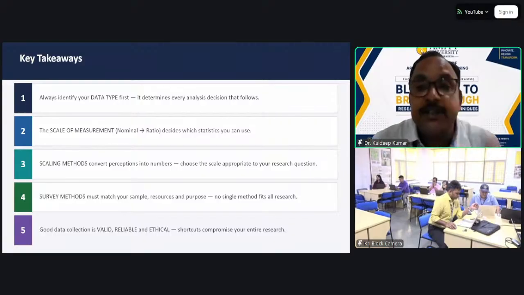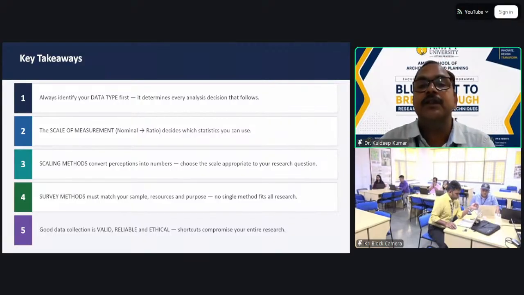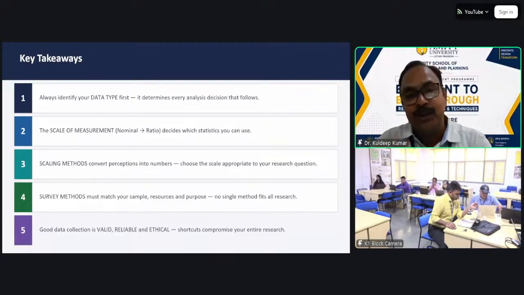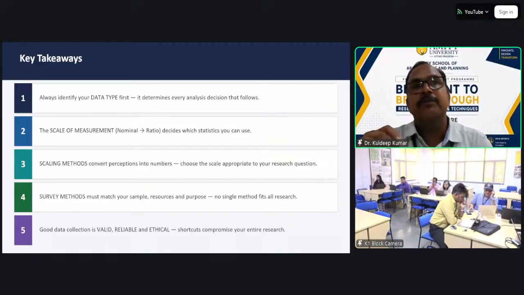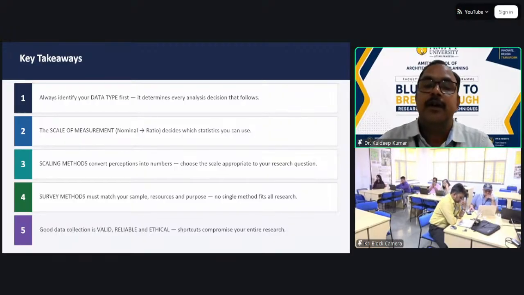So, key takeaways from this session. Number one, I'm repeating it again: always identify the data type first. Is it qualitative or quantitative, nominal or ratio? Remember, this single decision shapes your subsequent methodology choice, including the statistics you are going to use. Takeaway 2, the scale of measurement. From nominal to ratio, it determines the various analytical possibilities you can use in the research.